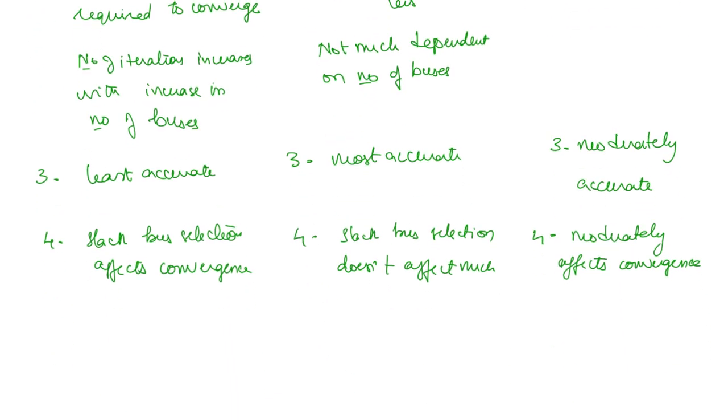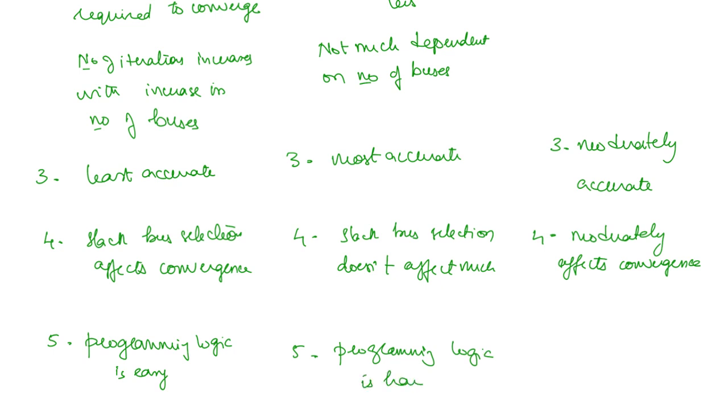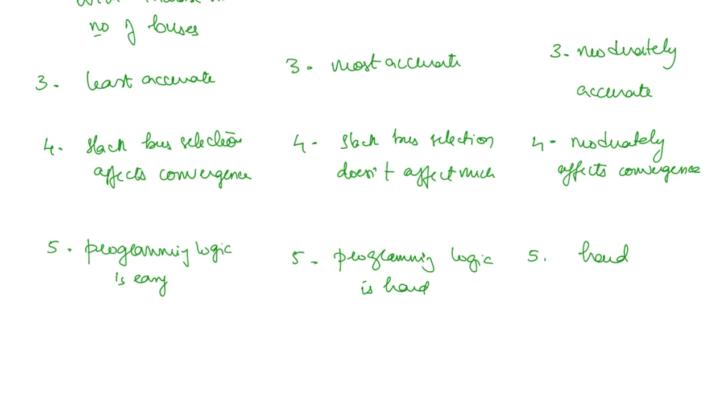Okay. Now the fifth point is, the programming logic is easy. We have to write a program for the computer to execute, right, for the system to execute. Now that programming logic, it is easier to write for the Gauss-Seidel method. Here in the Newton-Raphson method, it is going to be a little hard. Okay, so programming logic is hard. The fast decoupled method, also the programming logic is hard.